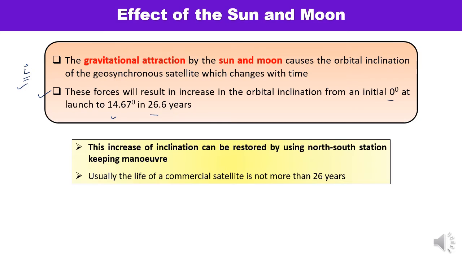The increase of inclination can be restored by using north-south station keeping maneuver, and usually the life of the satellite is not more than 26 years. Maximum is usually 20 to 25 years. So you must remember how much they are going to impact during the whole life of the satellite.